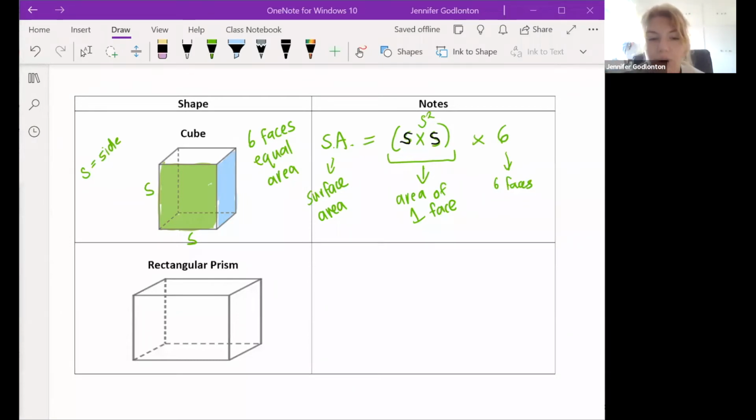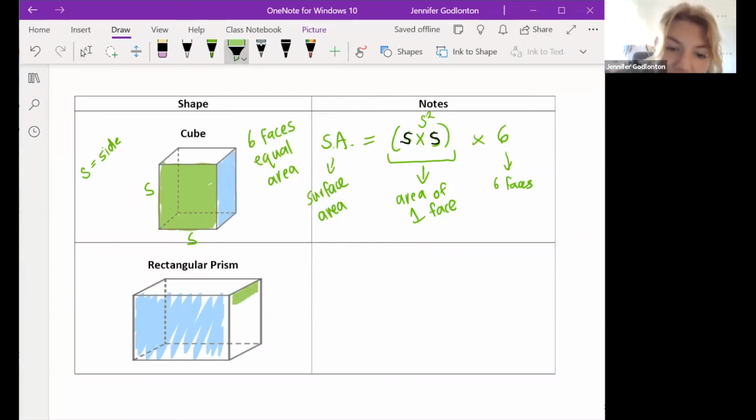Okay, so now we're going to have a look at this rectangular prism. Now, a rectangular prism is slightly different to a cube. There are also 6 sides with a rectangular prism. This front one would be exactly the same as the one on the back. Then we would have this side one over here, which would have the exact same area as the other side. Those 2 sides would also be equal to each other.